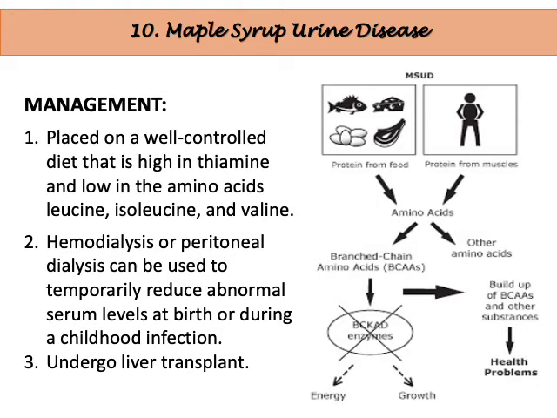Second, hemodialysis or peritoneal dialysis can be used to temporarily reduce abnormal serum levels at birth or during a childhood infection. At birth, because high levels are evident, and during an infection, when catabolism of cells releases increased amino acids into the blood. Third is to undergo liver transplant. This is the last resort, since the problem is in the liver enzyme necessary for conversion of the branched-chain amino acids.